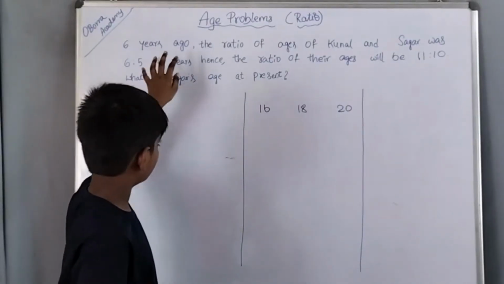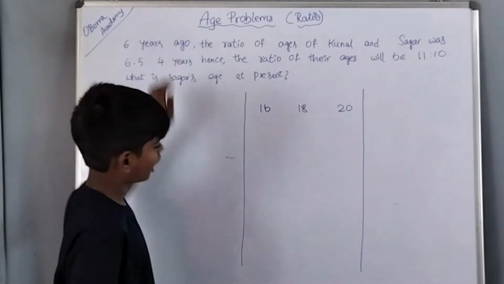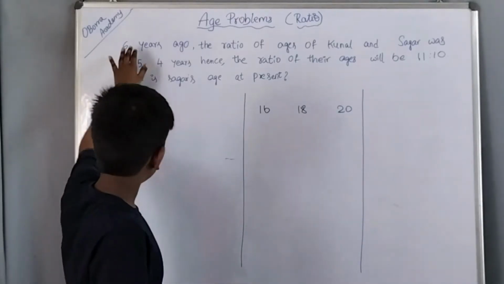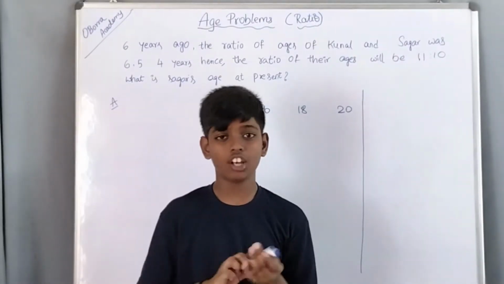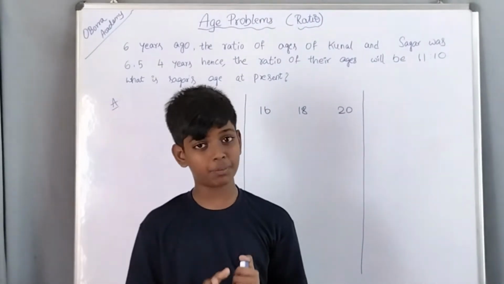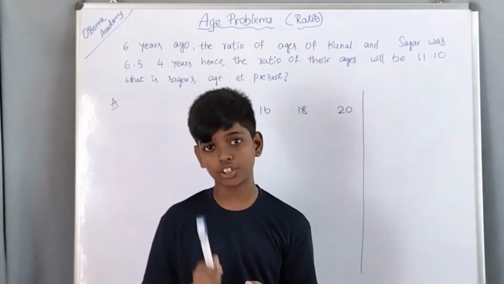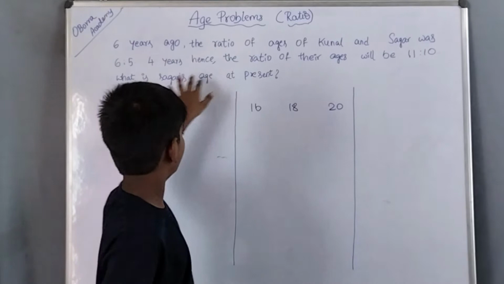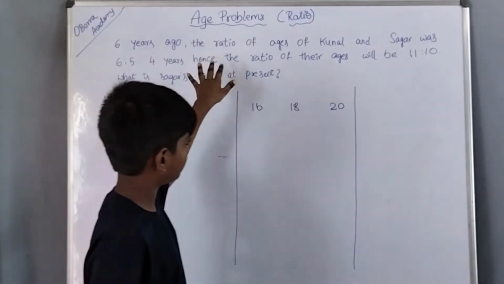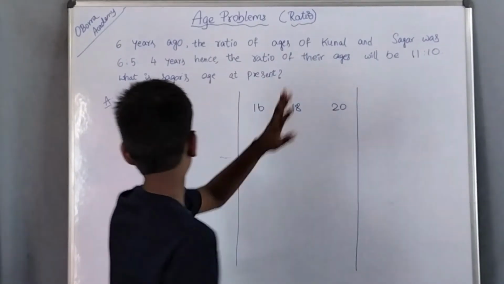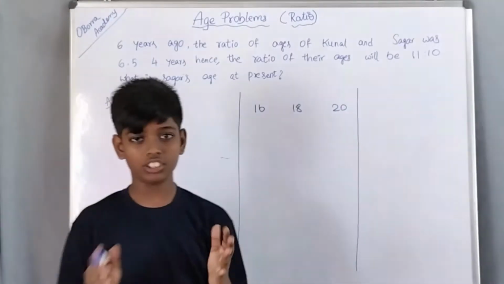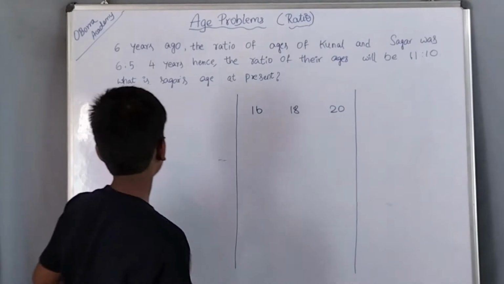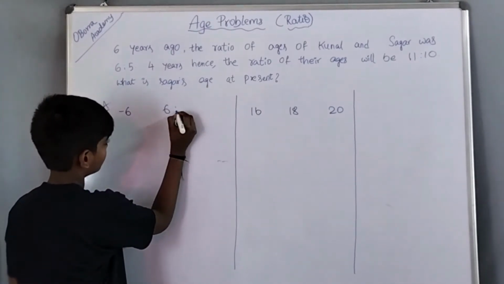So 6 years ago. When you get this word ago, it means you have to subtract the number which is given over here from your age. For example, if your age is x, then 6 years ago your age will be x minus 6. So then the ratio, they did not give the age. 6 years ago they gave the ratio of Kunal and Sagar, and the ratio is 6:5. So 6 years ago, I could write minus 6. So let us write it as 6:5.